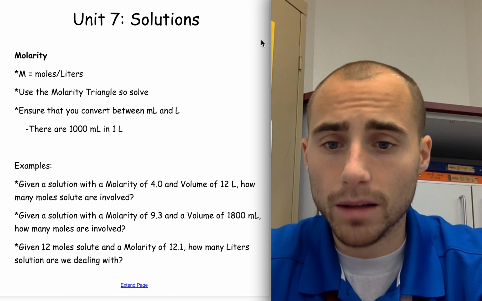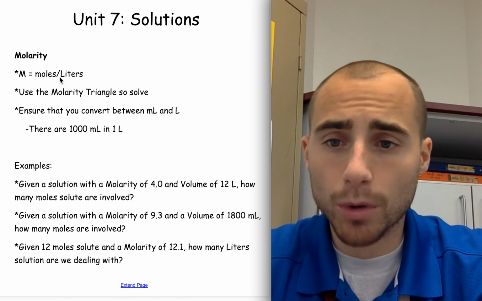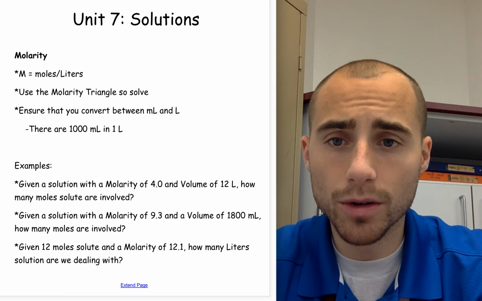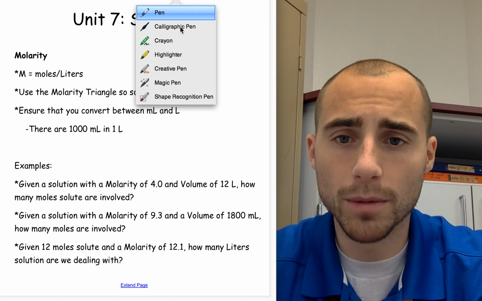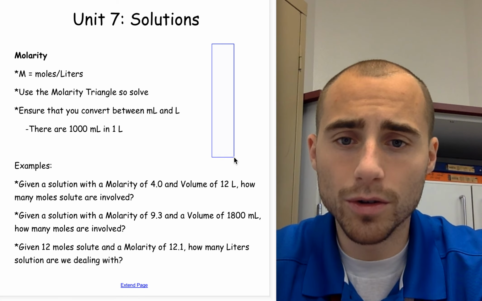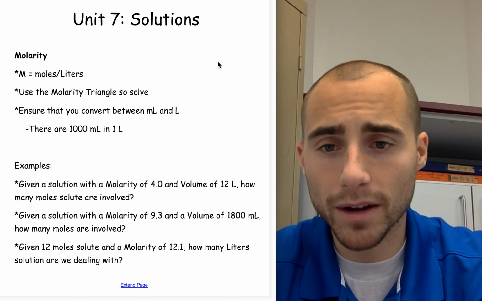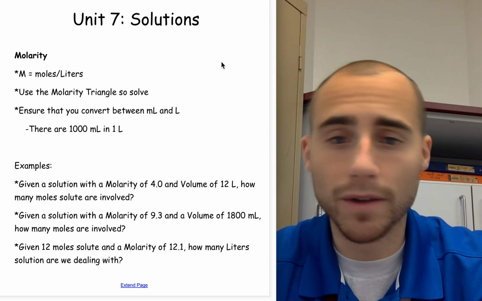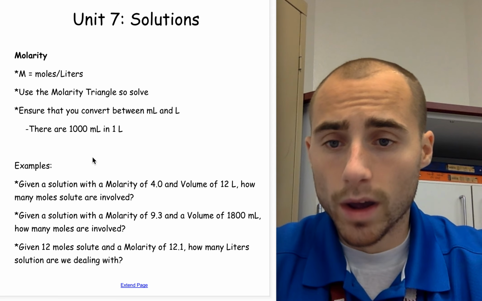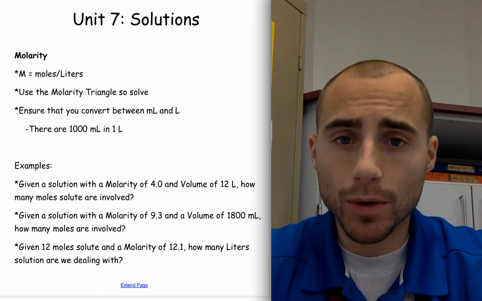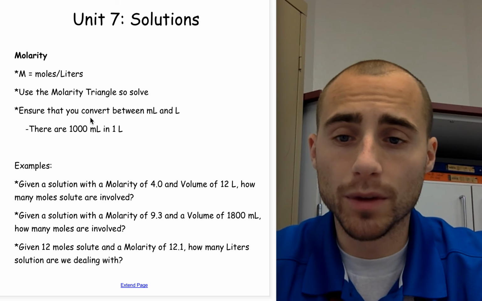Okay, our last one here. So molarity. Molarity equals moles divided by liters. You can use the molarity triangle. For some reason the pen isn't working for me, but just remember the molarity triangle: you just draw the triangle like the density triangle and put capital M in the lower left-hand corner, moles on the top, and liters in the lower right-hand corner, and you can convert in that way. One additional note, there are 1,000 milliliters in 1 liter, so if you need to convert between liters and milliliters, that's what you would do. There's 1,000 milliliters in 1 liter.